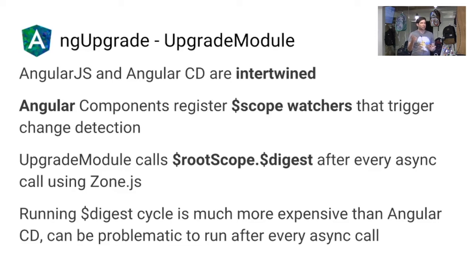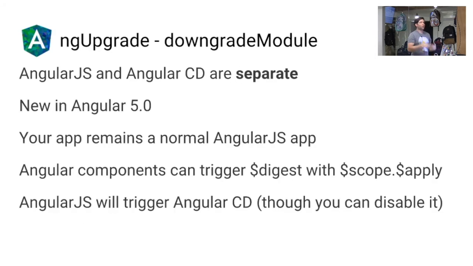The actual digest cycle is much more expensive than Angular change detection, and it can run up to 10 times. So if you're running this with every async call, it can actually start to slow your application down. In Jens's talk about upgrade, he's going to go over some ways to work around that. We had this problem with the upgrade module at Google when GCP started to upgrade. The way we worked around it was with a new type of upgrade called downgrade module.